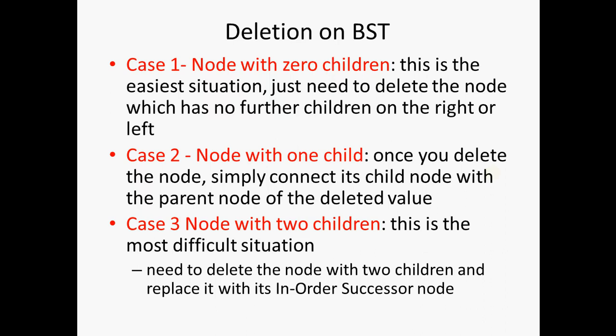Case 2, delete a node with 1 child. Now we have to delete a node which has a single child. So how to do that? Once you delete the node with a single child, simply connect its child with the parent of the deleted node. जिसको delete करना है उसका child attach कर देना है.